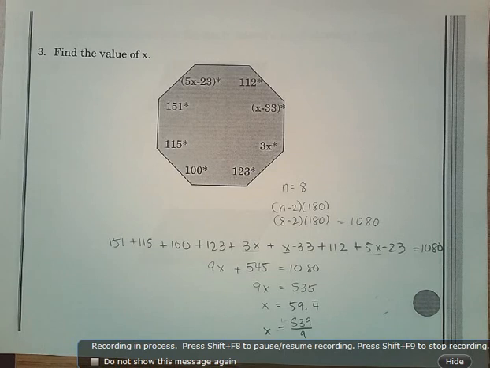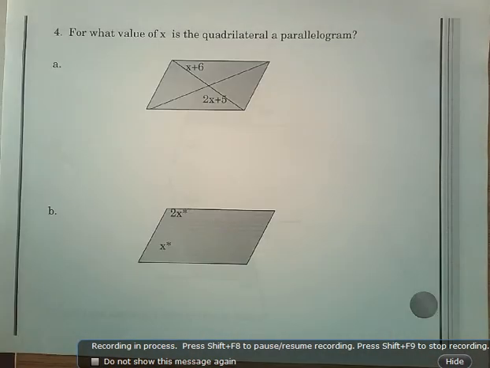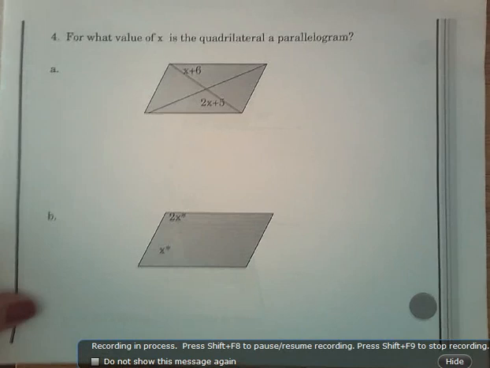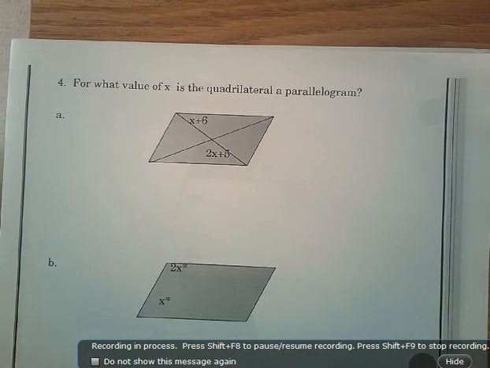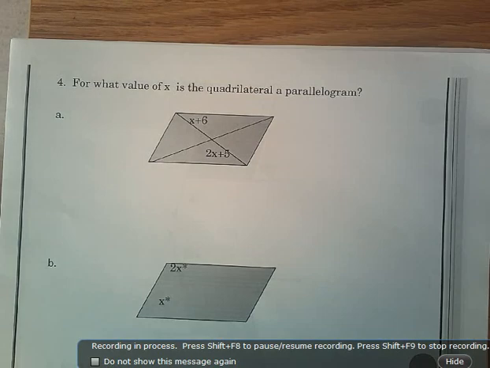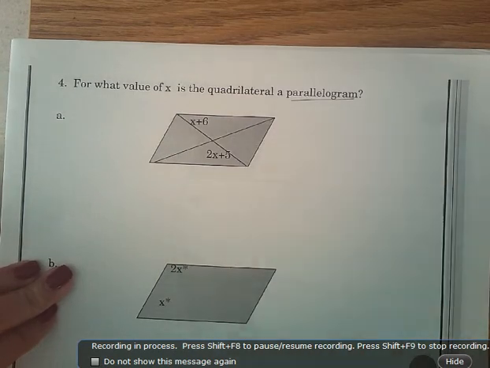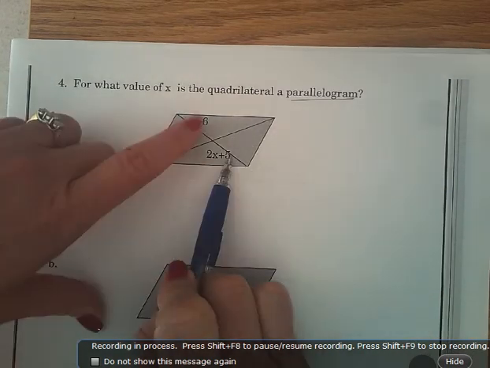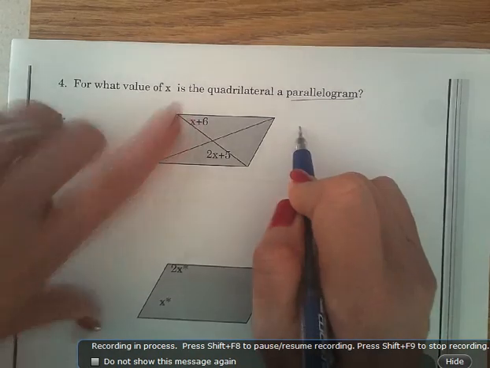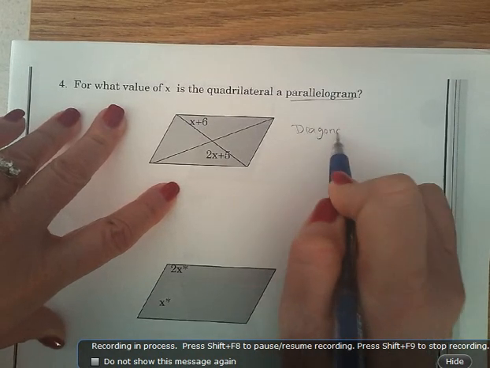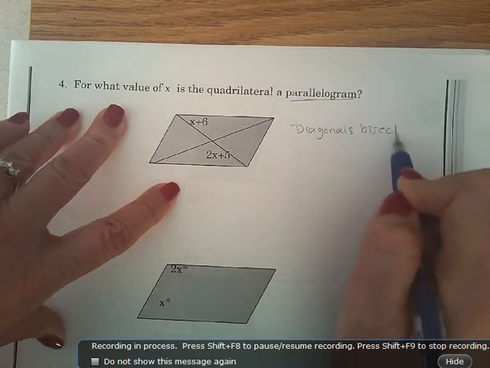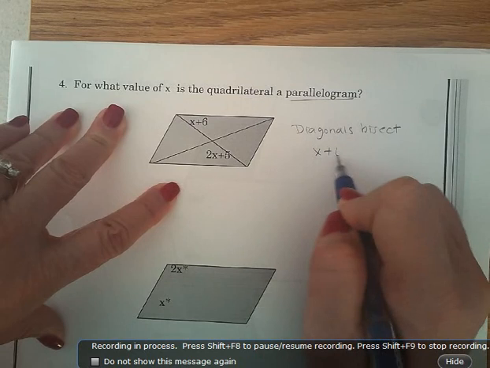Okay. On number 4, it says for which value of x is the quadrilateral a parallelogram? So now we're pulling out our different properties of our parallelogram. We know that in a parallelogram, as we talked about a couple slides back, our diagonals do what? Correct. Our diagonals bisect. Because our diagonals bisect, that means x plus 6 equals 2x plus 5. So now I just need to solve for x. So x equals 1 or 1 equals x.